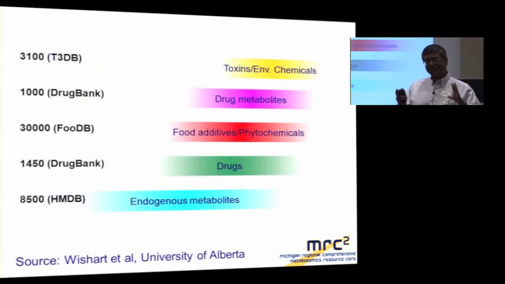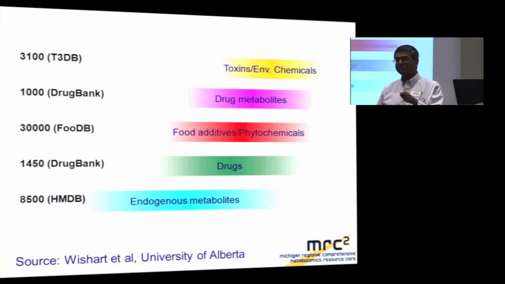So going back to the currently available databases, and asking the question, how many primary metabolites are there? This data is derived from Wishart's group in Alberta. He notes that there are about 3,100 toxin environmental chemicals in the T3 database, about 1,000 drug metabolites, 1,450 primary drugs, about 30,000 food additives and phytochemicals, and only 8,500 endogenous metabolites, which are none of the above.